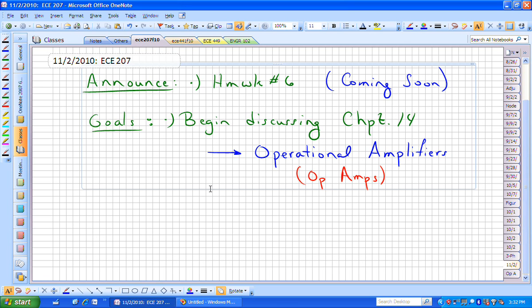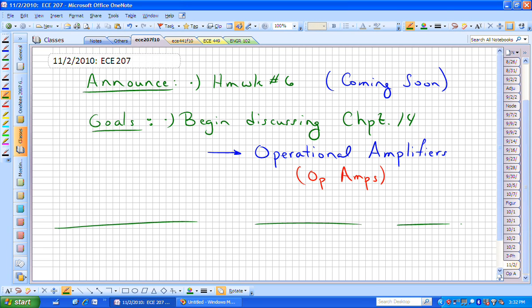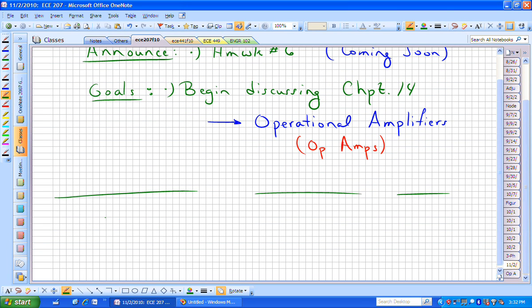Homework 6 will deal with that material, and that should be forthcoming. Let's now get started with our discussion of chapter 14.